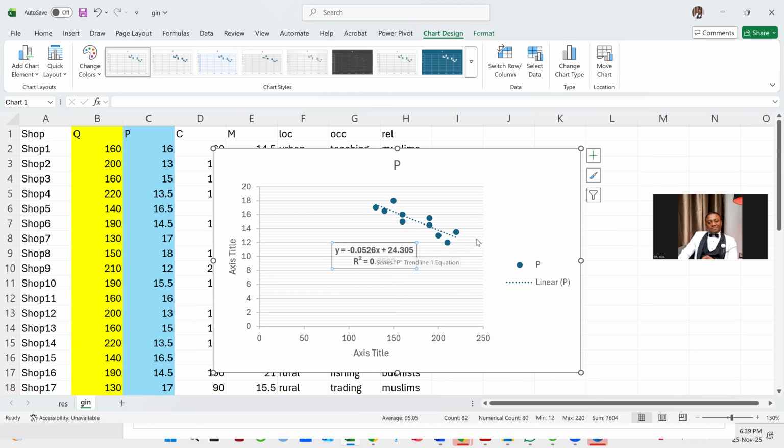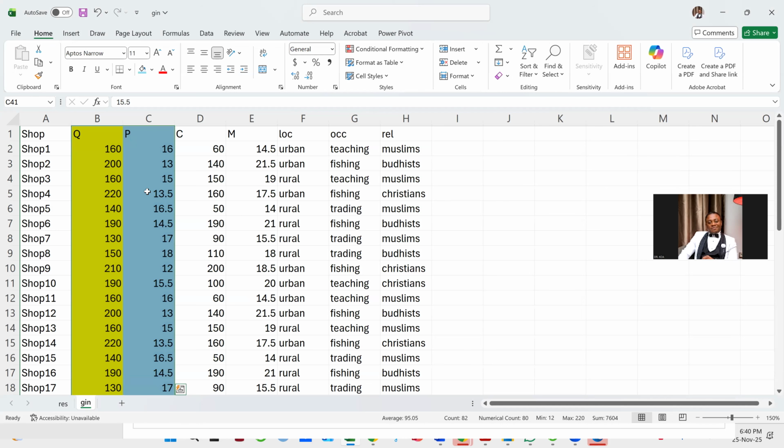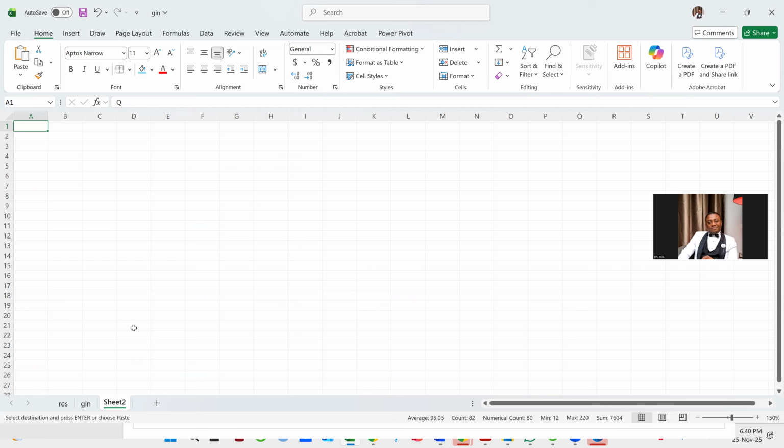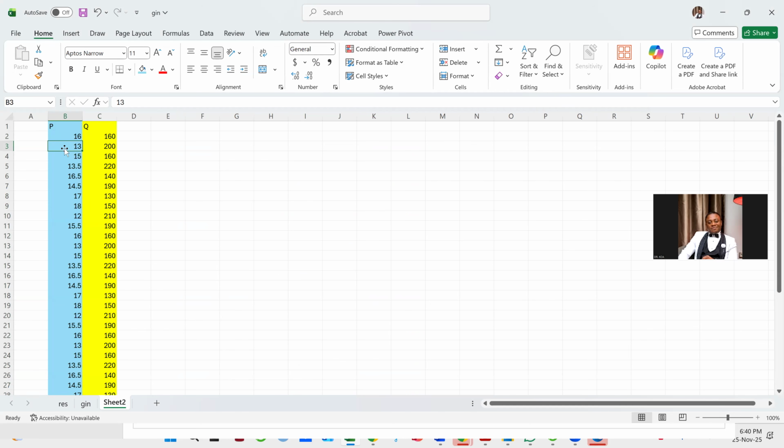Oh, watch something here. This is an error. If you want the price to be on the left side, I'm going to just delete this. Then you can just copy these two alone and take them to a new sheet. This is only for purposes of drawing. Just move the Q to the right-hand side so that the P will be on the left-hand side.